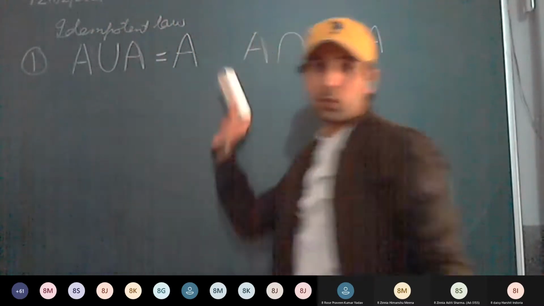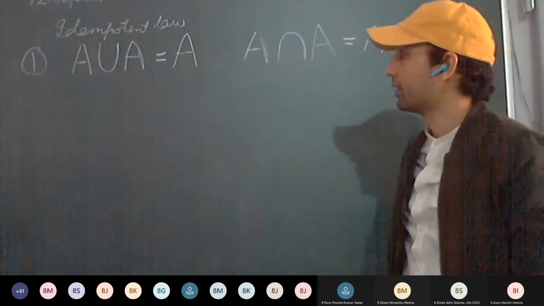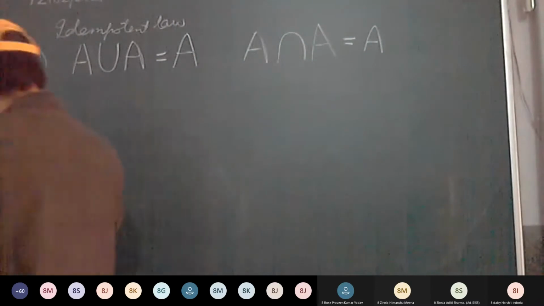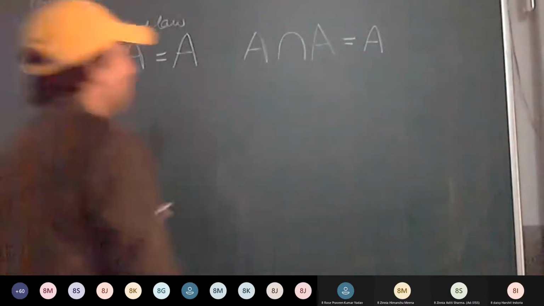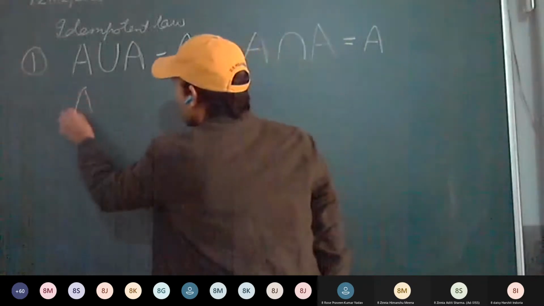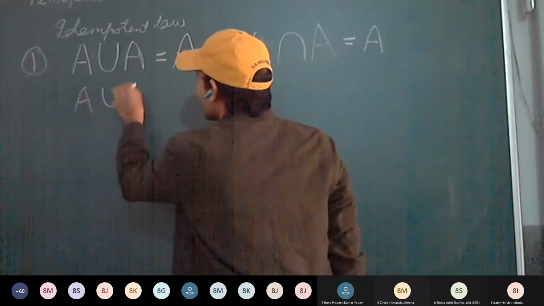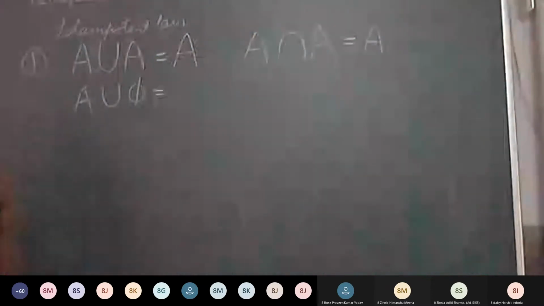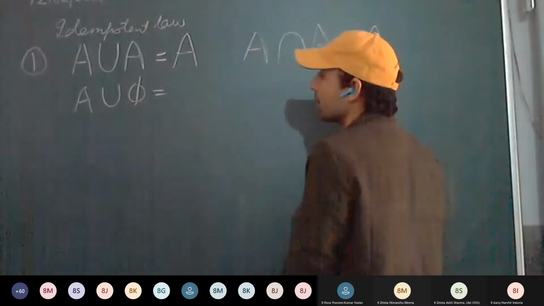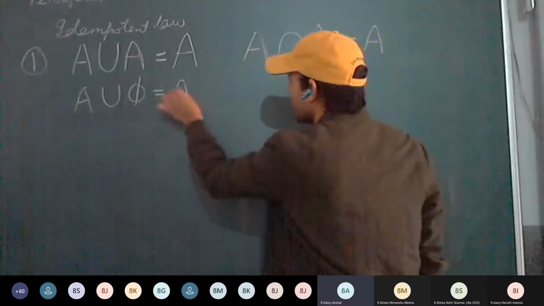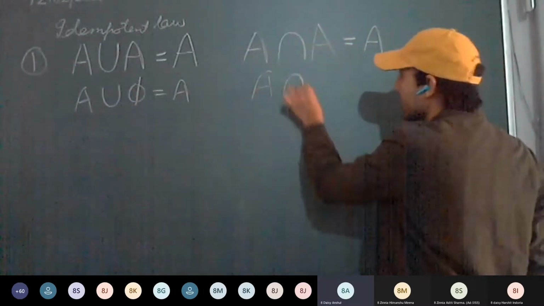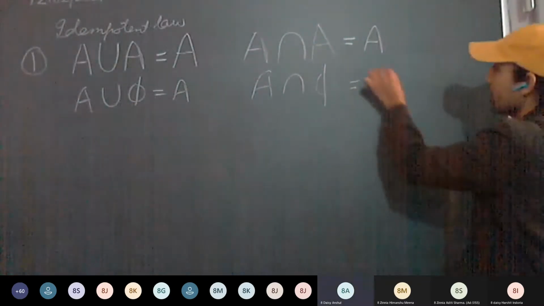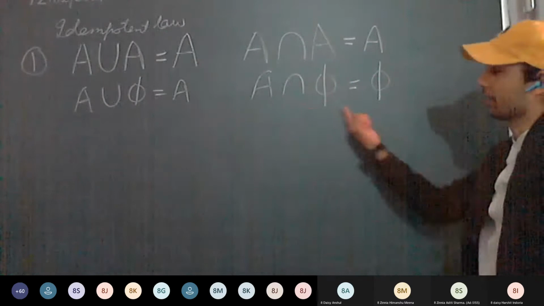Like the laws we have discussed on numbers. A union null set, what will we be getting? Null set. A intersection null set, what will we be getting? Null set. It is null set.